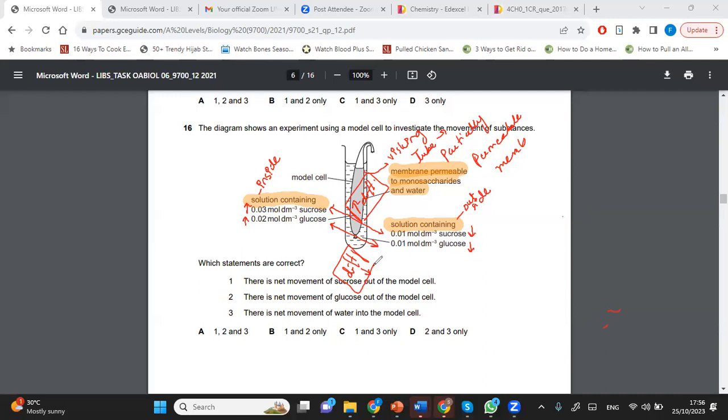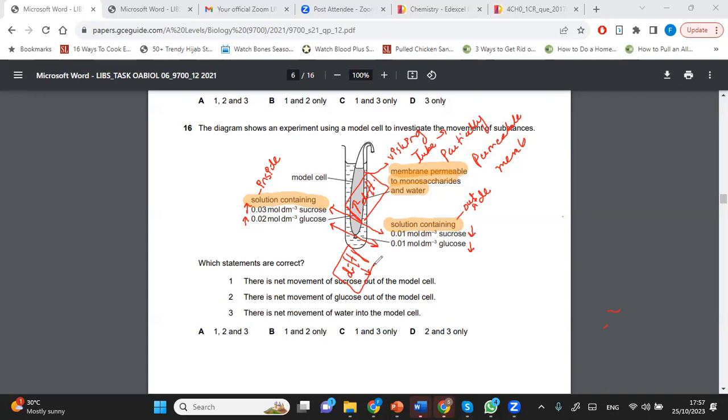Out of the cell. Okay, I will tell you you are incorrect. And if you can tell me why you're incorrect, if you can figure out why sucrose is not moving out of the cell, I'll be very proud of you. Because sucrose should move out of the cell, because inside the cell the concentration is high, it's 0.03.